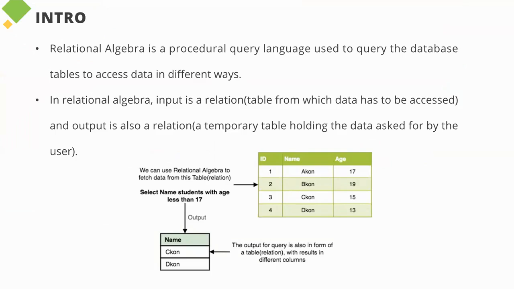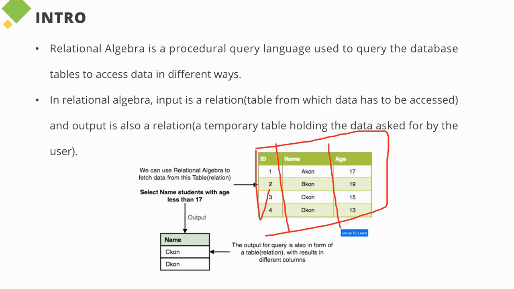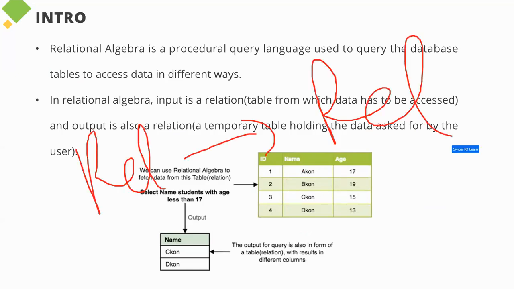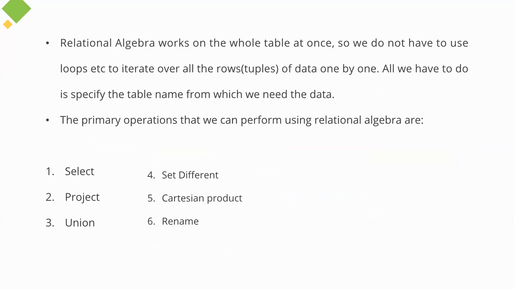If you see this table, we have the columns ID, name, and age. I need the students with age less than 17. The values would be 19, 15 and 13. I want only the names, so Ccon and Dcon will be the result. So the input will be a relation and the output will always be a relation. This is how relational algebra works.